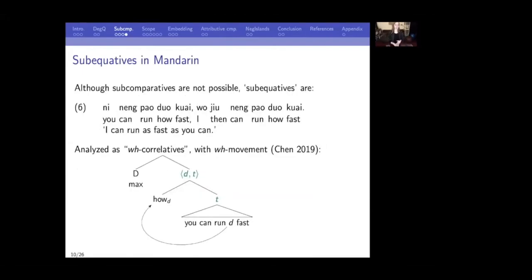Although Mandarin doesn't have sub-comparatives, there are things that you might call sub-equatives in Mandarin. An example is in 6. It could be translated, I can run as fast as you can, and the structure of it is, you can run how fast, I then can run how fast. Such constructions are analyzed as WH correlatives by Chen 2019, where the WH relative pronoun actually does undergo movement as evidenced by island constraints. It undergoes movement and triggers degree abstraction. So this would be a case where we have degree abstraction going on.